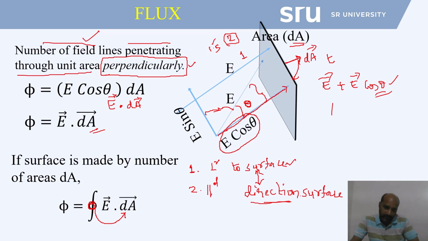Right? Now we'll explain that in two ways. This E cos theta is perpendicular to the surface in one way. In another way, this E cos theta is parallel to the direction of the surface. So that's why the theta is taken here. And this is the first point we chose. What does it mean by the closed surface? We'll see that in the next slide.